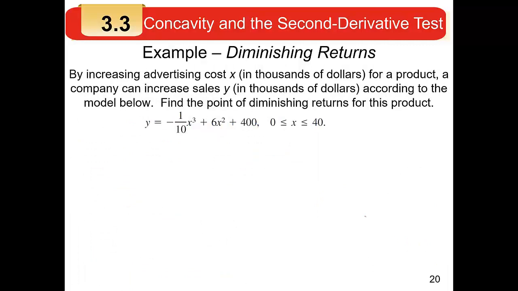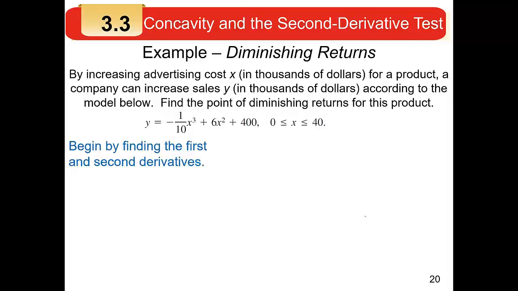By increasing advertising cost X, measured in thousands of dollars for a product, a company can increase sales Y, also in thousands of dollars, according to the model below, and we want to find the point of diminishing returns for this product. So the equation is y equals negative 1/10 x cubed plus 6x squared plus 400, and that equation is valid anywhere between 0 and 40.